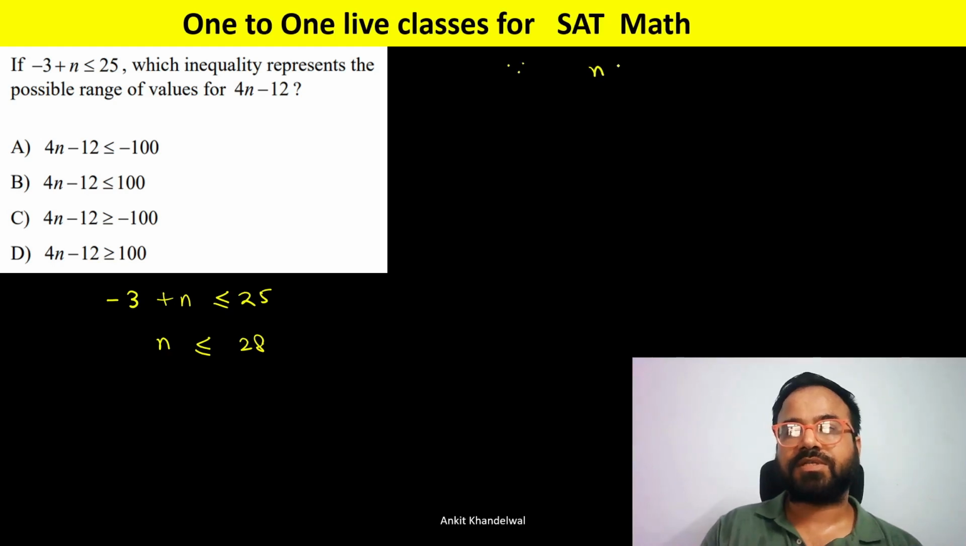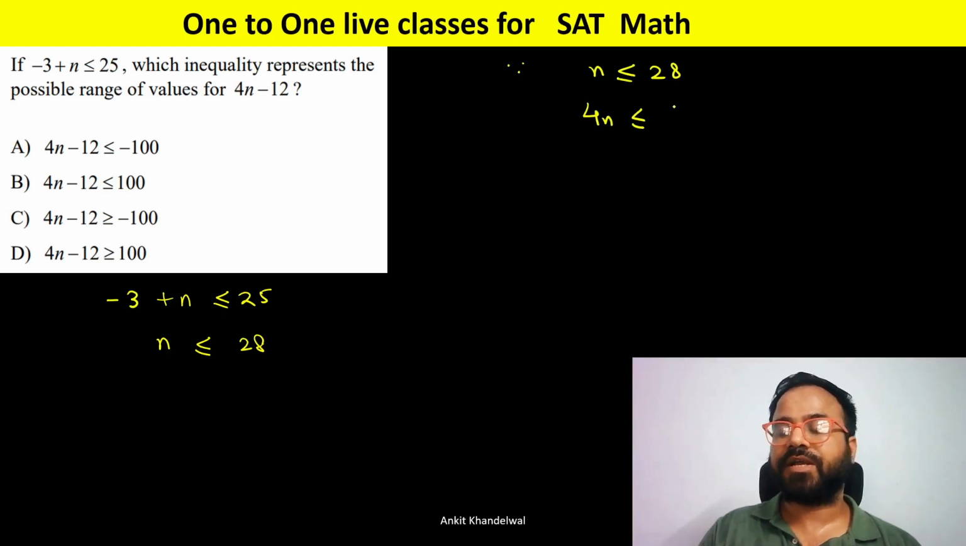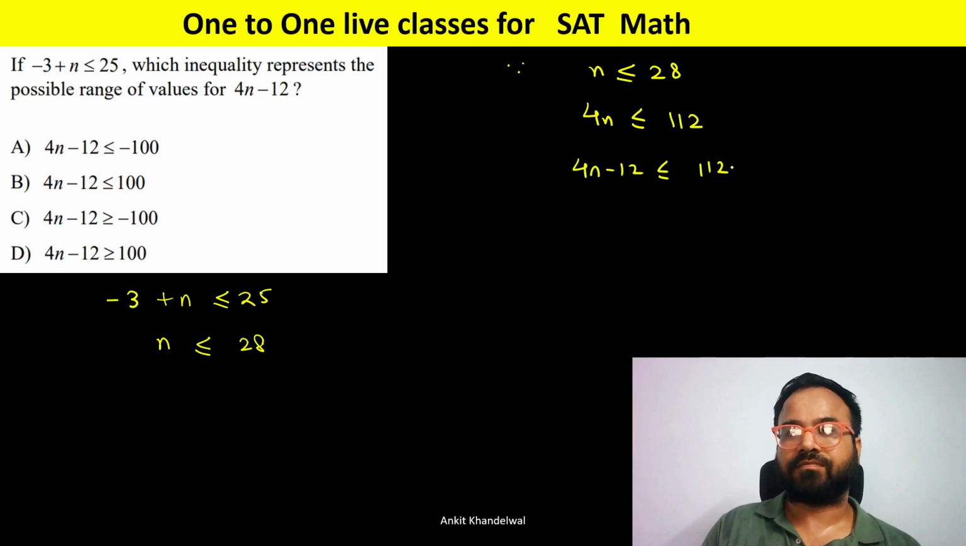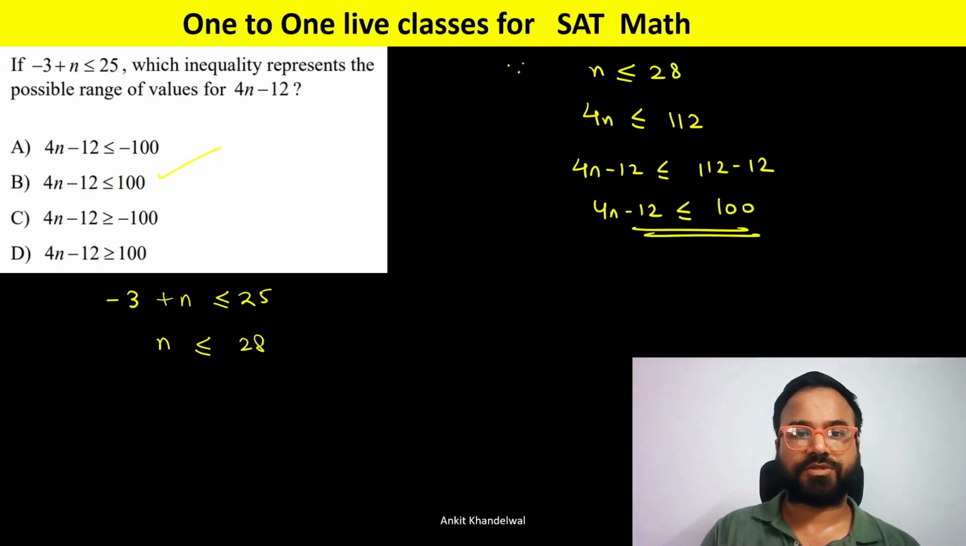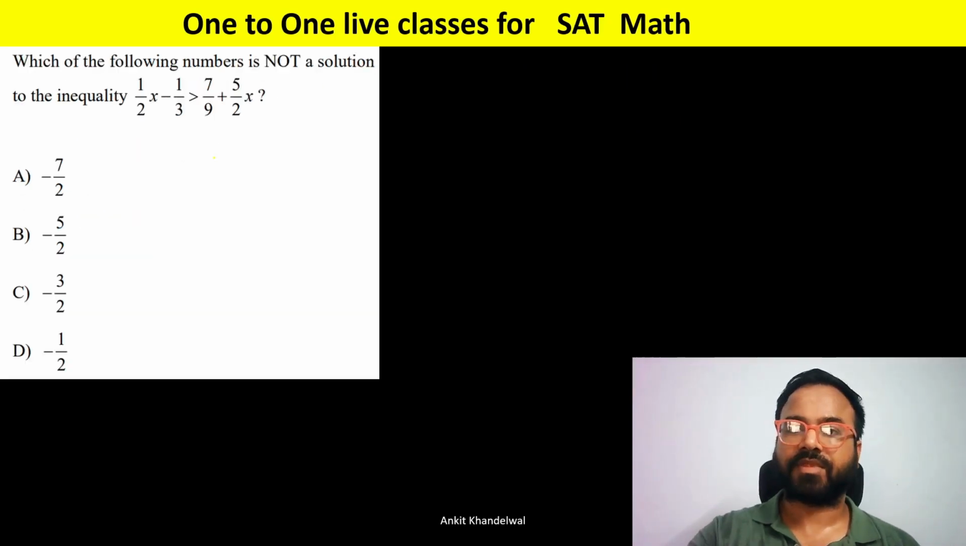Since we know n is less than or equal to 28, create this expression. So multiply by 4 on both sides. 28 times 4 is 112. Subtract 12 from both sides. So we can say 4n minus 12 is less than or equal to 100. This is the answer, so option B is the correct answer.